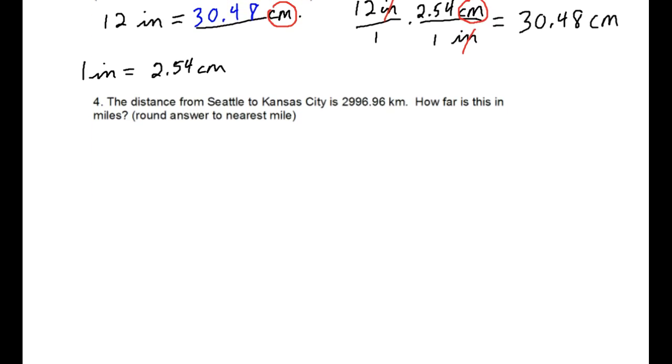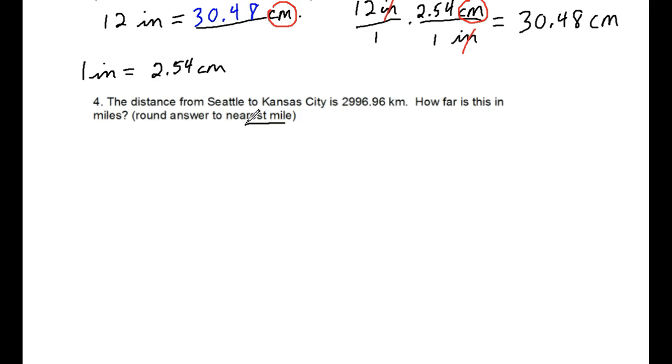So we've got another kilometers to miles situation here. You can use either conversion factor. I'm going to use the one that I think is the simplest, and I'll explain why I think it's the simplest here in a minute. We're going to round this to the nearest mile when we're done. Okay, so distance from Seattle to Kansas City is around 3,000 miles, 2,996 kilometers. And we want to see how far that is in miles.